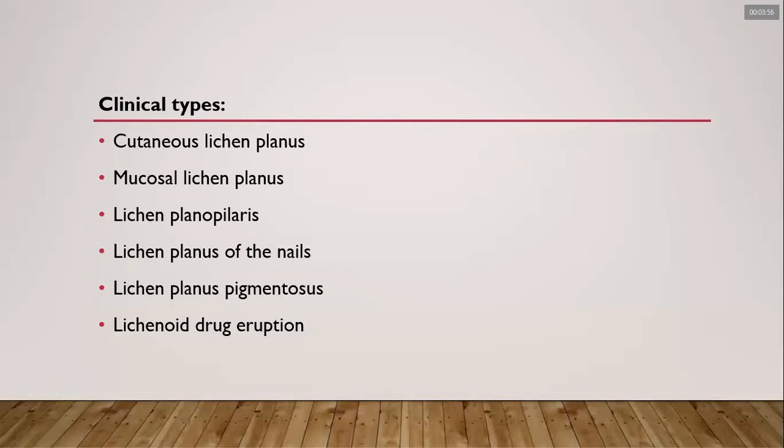So what are the clinical types? Those are cutaneous Lichen planus, mucosal Lichen planus, Lichen planopilaris, Lichen planus of the nails, Lichen planus pigmentosus, and lichenoid drug eruption, which mimics the lichenoid eruption.